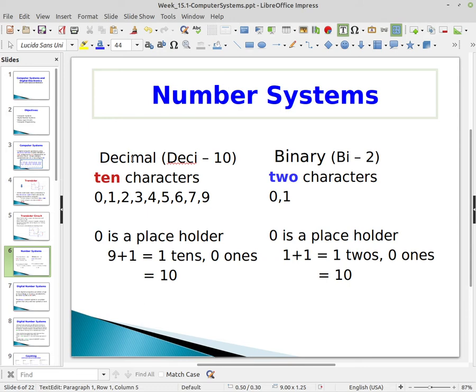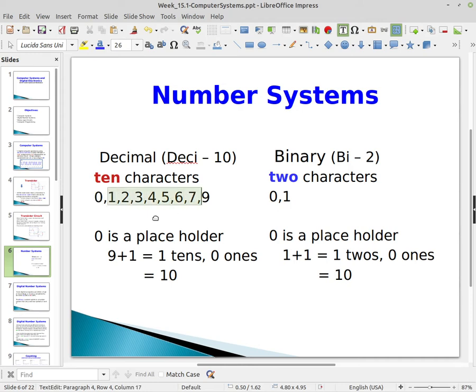Now, we're all familiar with the decimal numbering system, the one that we've been using since we were born, effectively. Decimal, and deci stands for 10, right? Deci is a prefix for 10. So what that means is that we have 10 characters. But notice that 10 is not one of the characters. We have character 0, which is effectively a placeholder, and then we have the characters 1 through 9.